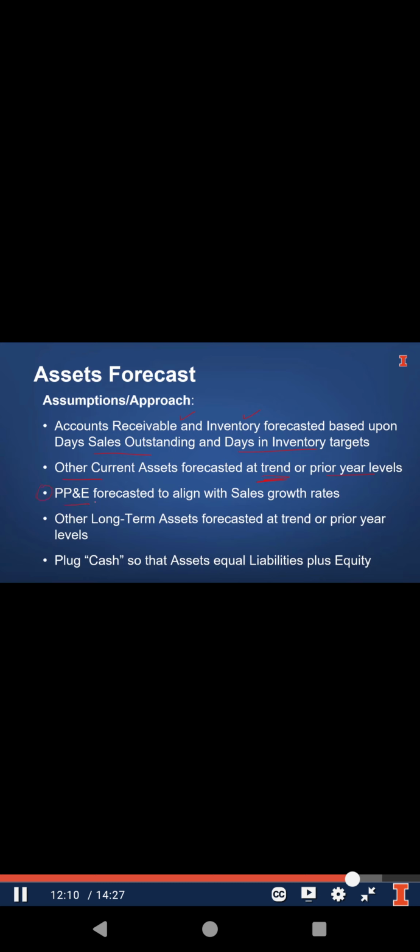PP&E, plant, property, and equipment. Right? So if you're going to grow sales, it has to be supported by investments. And so we'll use our sales forecast to drive our PP&E forecast. Right? So this is going to show investments to increase our manufacturing capacity to support our increase in sales. Other, again, we're just going to look at an observable trend or keep it flat versus prior year. And then so that assets equals liabilities and equity, we may need to plug, and our plug is going to be our cash line item on our balance sheet.